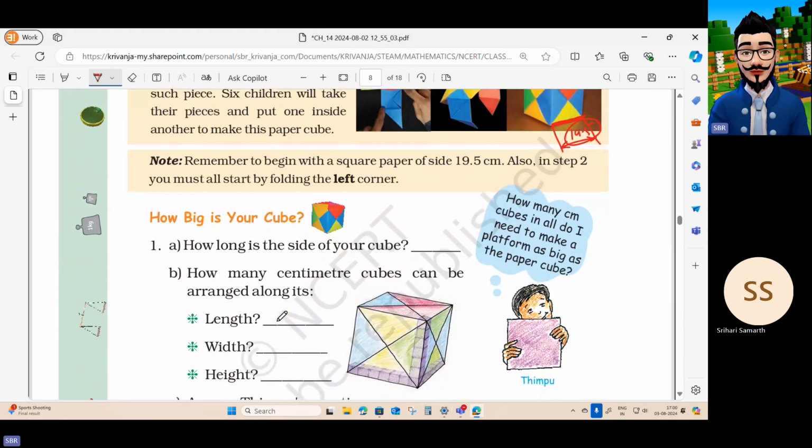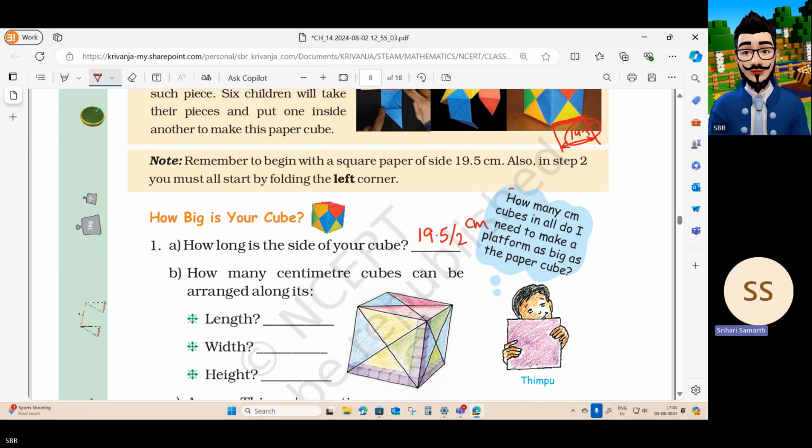Let's answer the question. How long is the side of your cube? 19.5 divided by 4. Very good. 19.5 divided by 4, how much? What is the unit? Centimeters. Okay. Read this bubble.